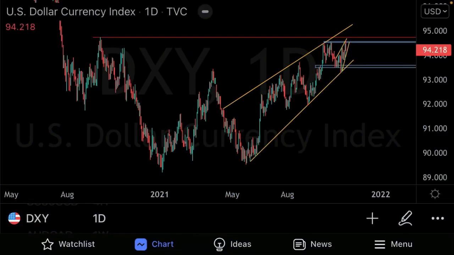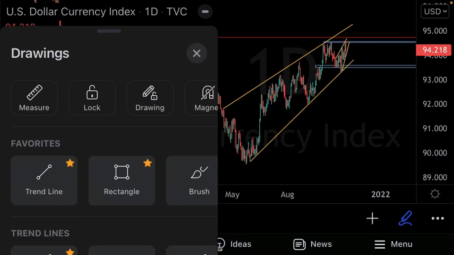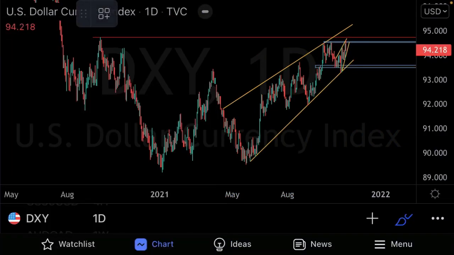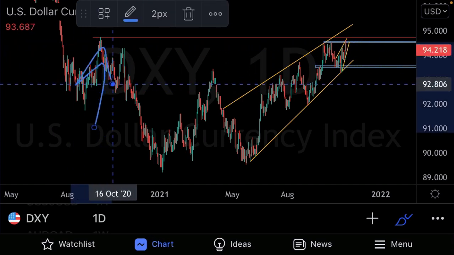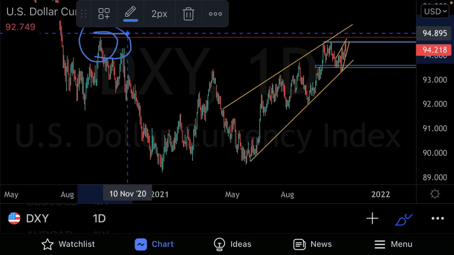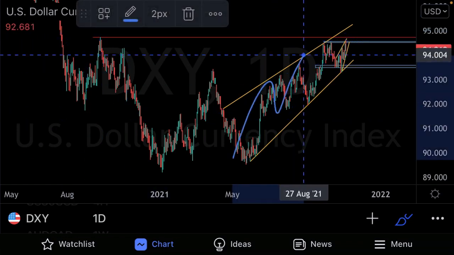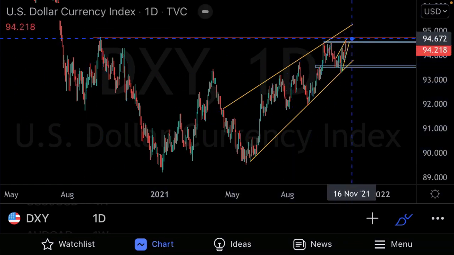Starting off with the DXY, guys, we're on the daily chart, and what we can observe from a daily perspective is similar structure as we observed last week. So what we have is our important key resistance area up at this region over here. We see prices approaching this area nice and correctively. So we've isolated this corrective structure.